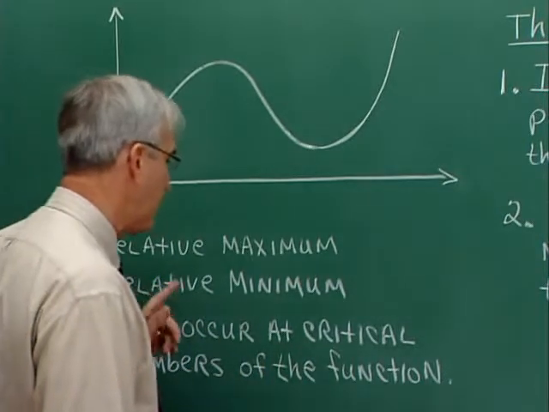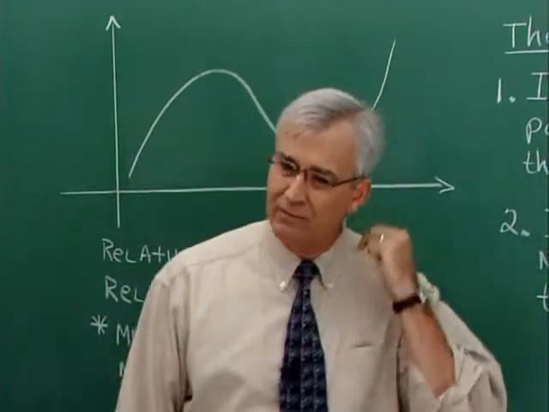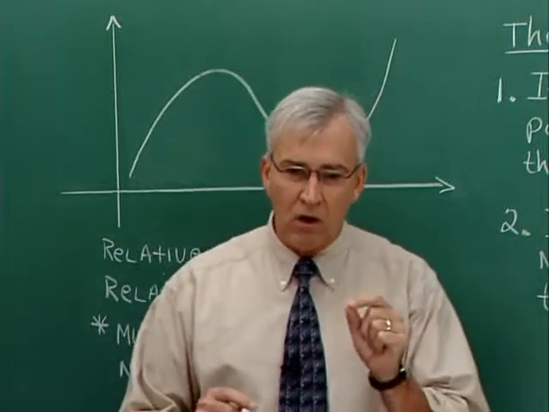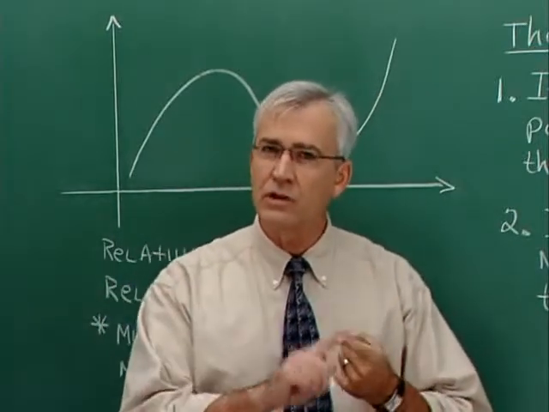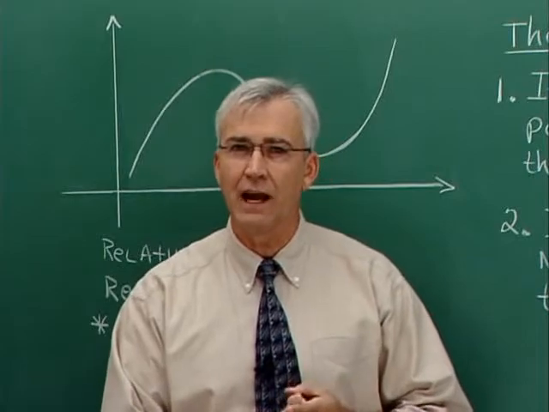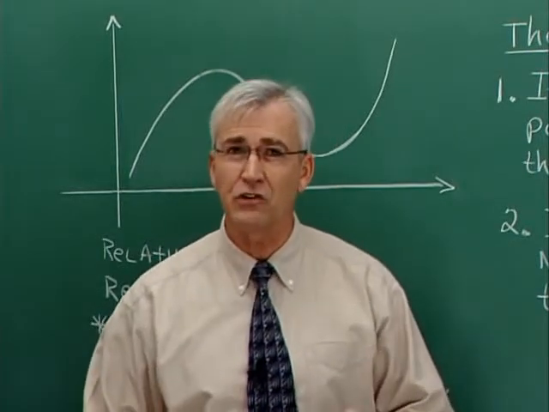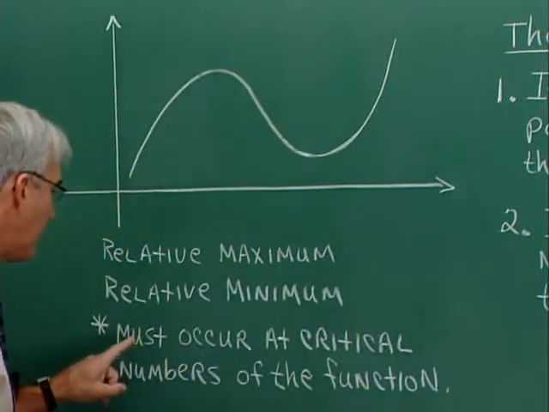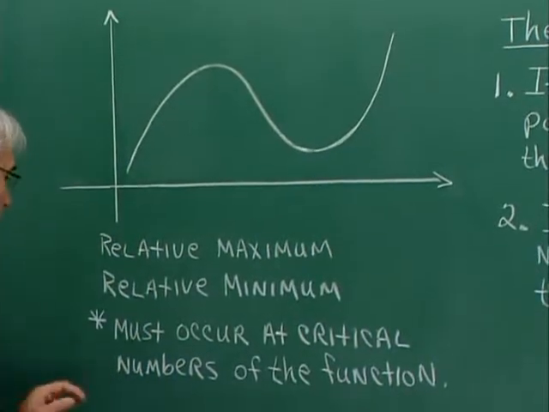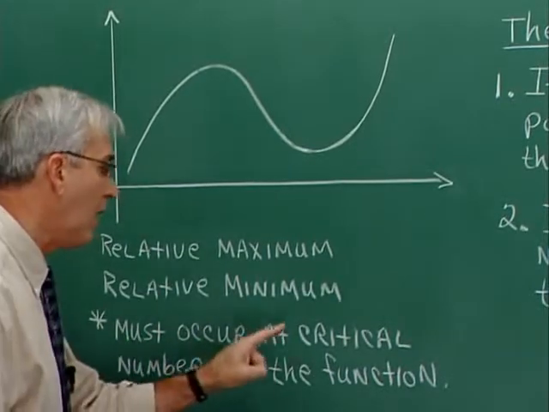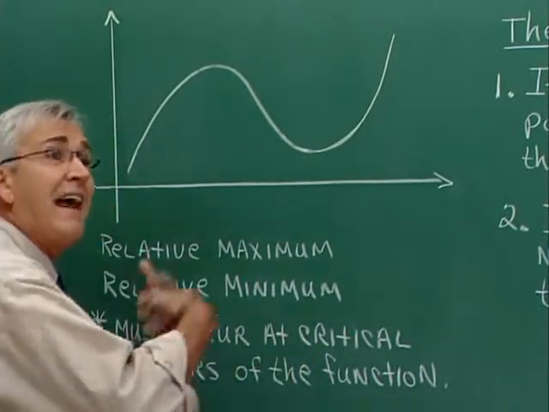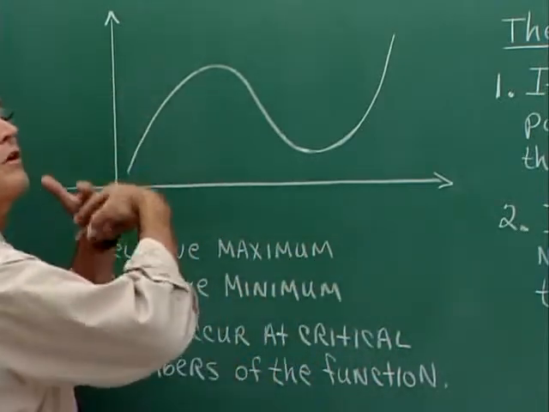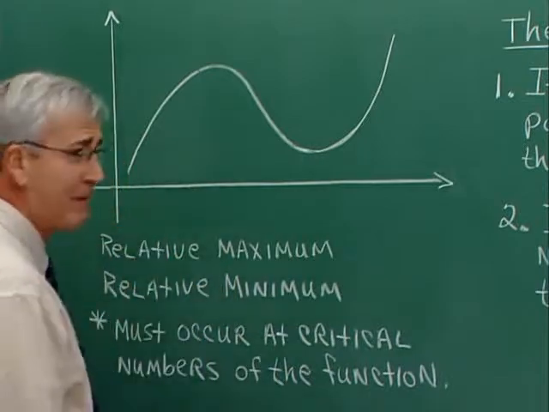Now, critical numbers of the function, this is almost a little misleading here. Remember that critical numbers we found in the last segment are values that are the zeros or the undefined values associated with the derivative function. And those are the critical numbers. Those are the ones that are referred to here. These relative maximum and minimum points must occur at the critical numbers of the function, but they are found by using the derivative function. And we apply them to the function in order to find these maximum and minimum points.